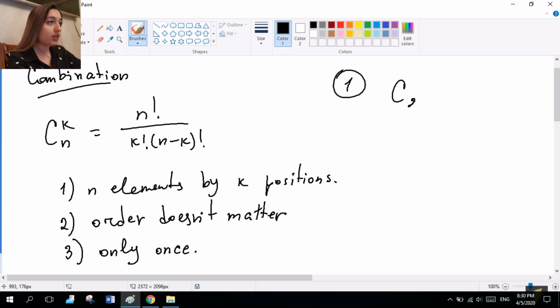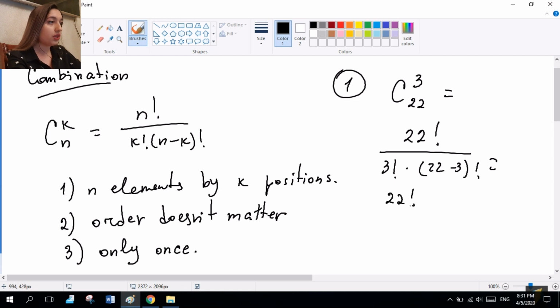In our case, we have 22 students and we have to choose 3 of them. So it will be just C22 3. It will be 22 factorial over 3 factorial times 22 minus 3 factorial. It will be 22 factorial over 3 factorial times 19 factorial. Now you guys know that I can just simplify it like 19 factorial times 20 times 21 times 22. Now these two cancel out.